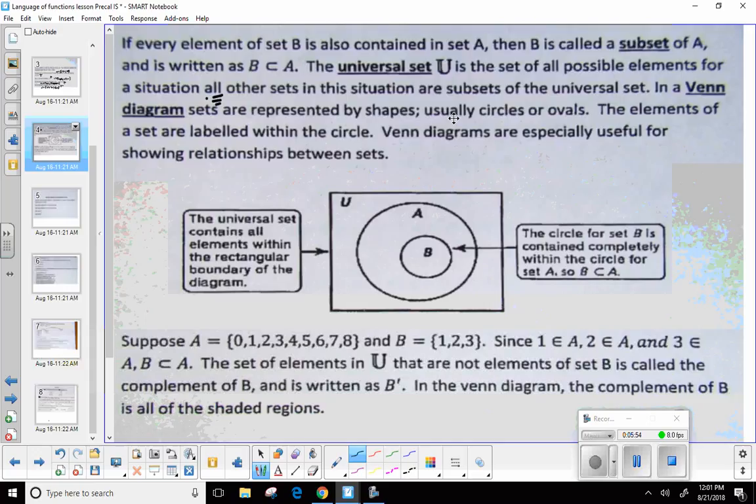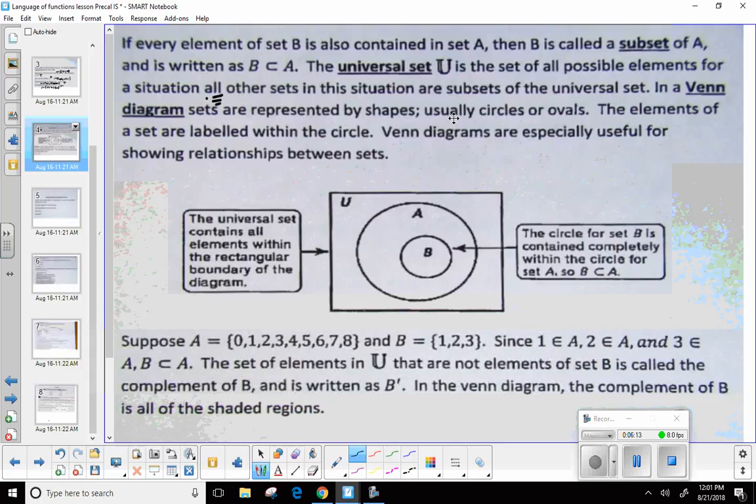So now let's talk about the universal set. It's the set of all possible elements for a situation. Of course, there's a typo there, so period, capital. All other sets in the situation are subsets of the universal set. In a Venn diagram, sets are represented by shapes, usually circles or ovals. The elements of a set are labeled within the circle.